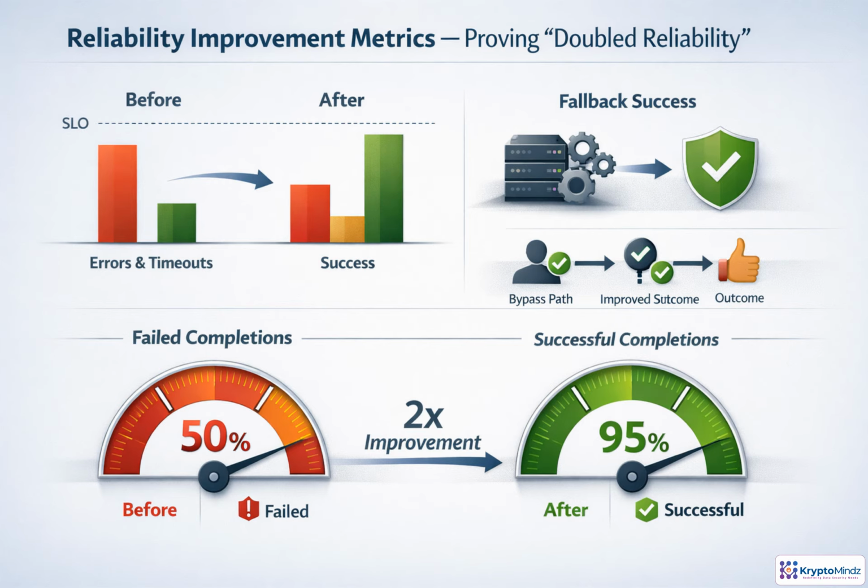Financial savings only matter if users still get a better result. Reliability needs the same before and after proof as cost. Track availability, successful completions, timeouts, errors, and degraded responses, then compare each one against the SLO. Also measure fallback success because a rescued failure may be invisible to the user but very visible in the architecture. Claims like doubled reliability should be defined precisely. For example, failed completions cut in half or successful completions within deadline doubled. That makes the claim measurable, defensible, and repeatable.